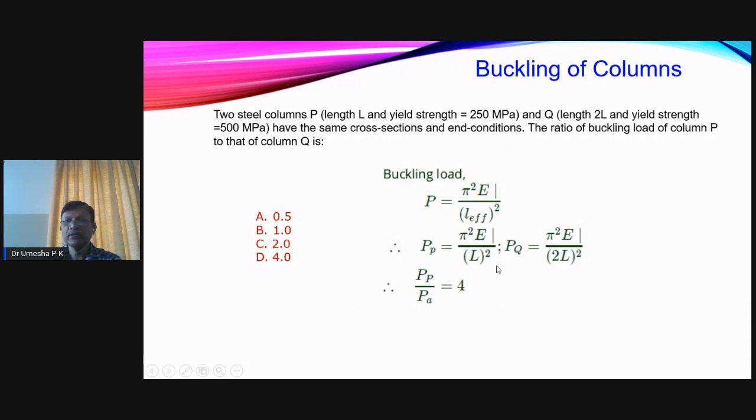You have to substitute all the things. The L effective is equal to L here and 2L there, and we have the 500 here. Substitute all the things, and you will get PP to PQ equal to 4. So option D is the correct one.